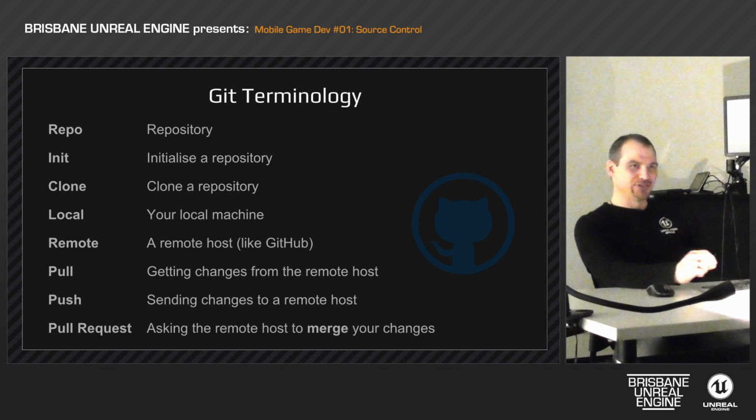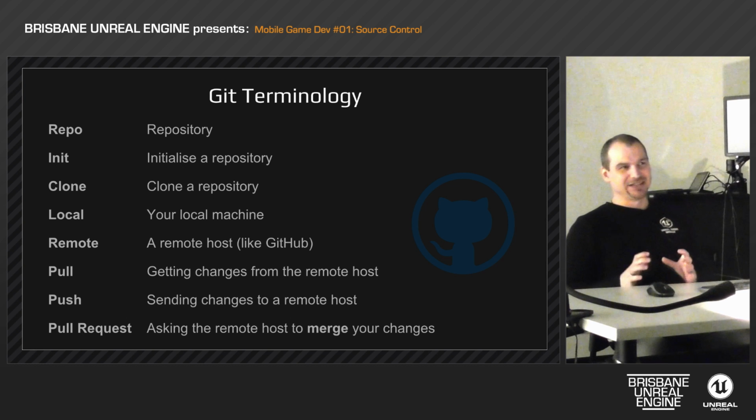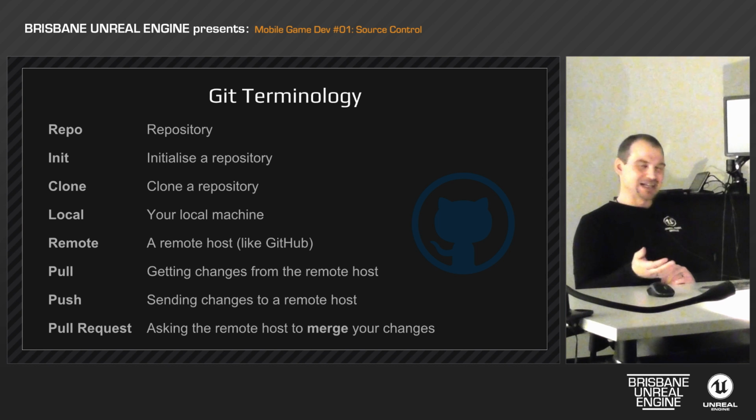It's just a remote host of some sort. Pull is the act of getting changes from a remote and then putting them onto your local machine. And a push is the opposite of that. It is to take the files that you have under your source control on your local machine and push them to a remote. And that can be a remote like GitHub, or it can be a remote like a server or whatever. And the last term that we really want to have a look at is called a pull request.